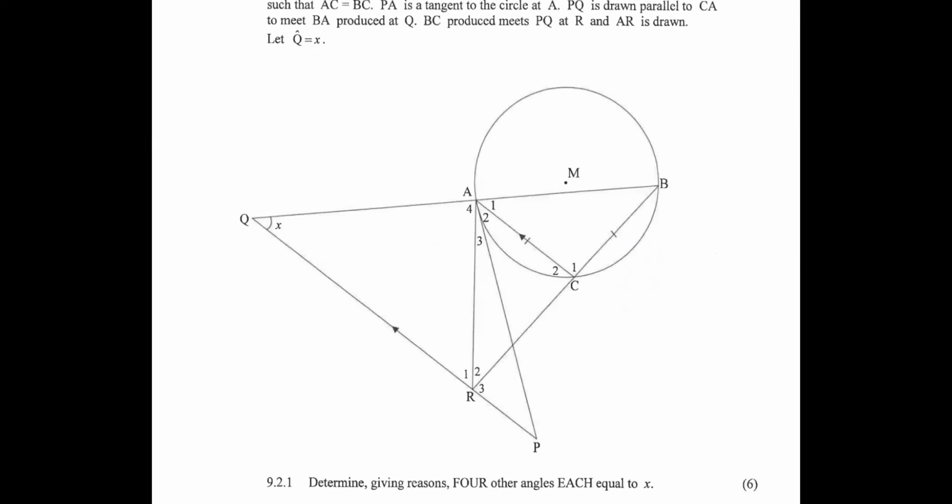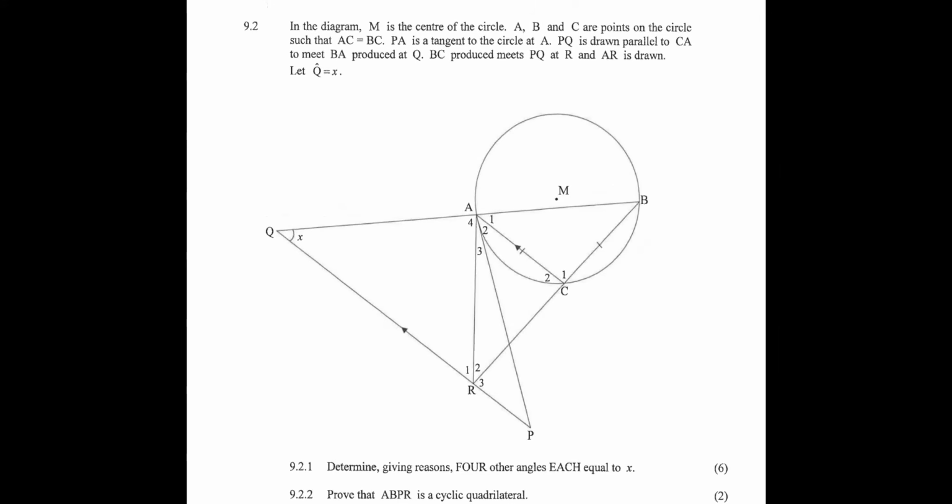The first question is for us to determine 4 angles also equal to X. So they already give you Q as X. Find 4 other angles equal to X and state your reasons for that. Again, I'll give you 4 minutes to do this.